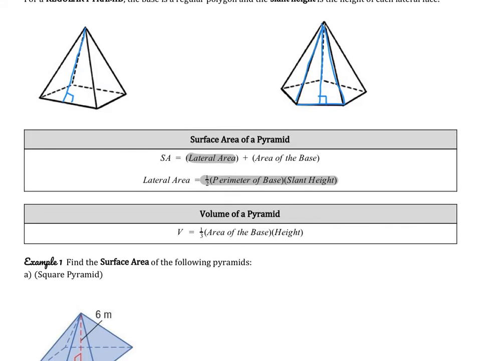And for the volume of a pyramid, we do have a formula: 1/3 times the area of the base times the height. The height is not going to be the slant height. The height is the distance from the very center of your base up to the vertex, and it should be perpendicular to your base. Notice the slant height and the overall height are two very different things.